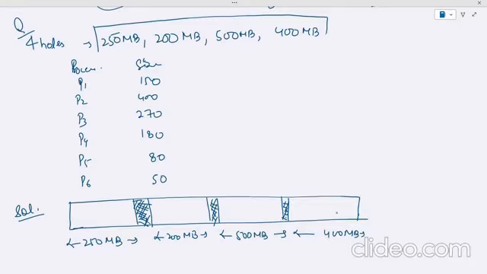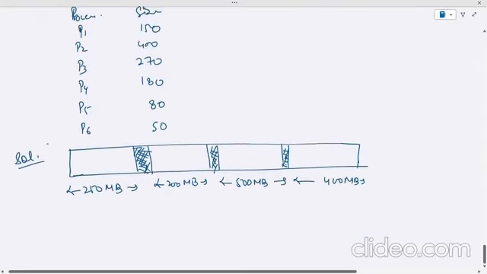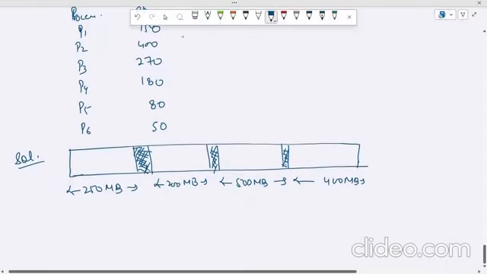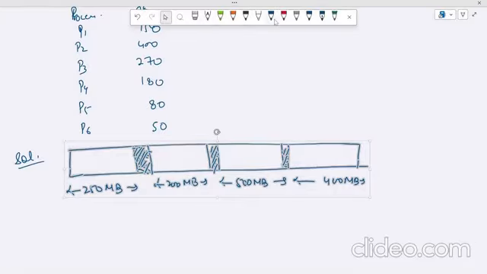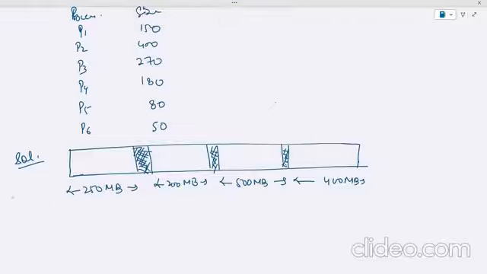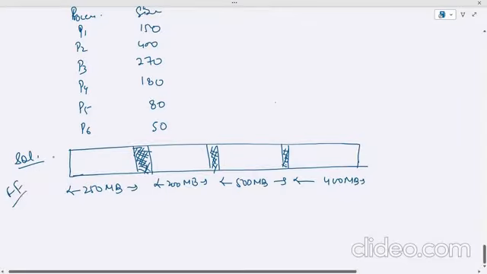Now you have to perform best fit, worst fit, and so on. First of all, we are going to solve this by first fit. Try it by yourself first, pause the video and try. Now let's solve this question. We have the processes, and we are going to solve by first fit, so the process that comes first will get the space. P1 needs 150 MB of space, and we start from the starting. This is the starting point.